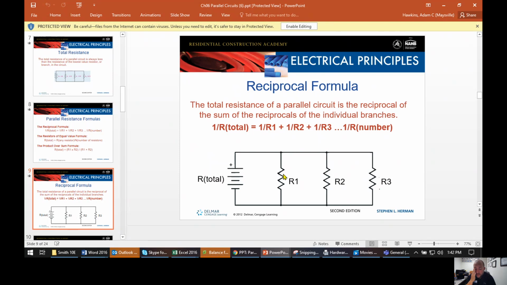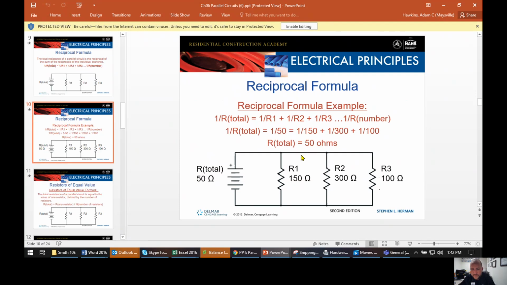1 over 2. So whatever the value is, you're going to put 1 over it in this, and then you're going to work through this formula to find this value. So here's a realistic answer of that and how that works. In this case, I've got 150, 300, and 100, and I'm trying to see what my total resistance would be.